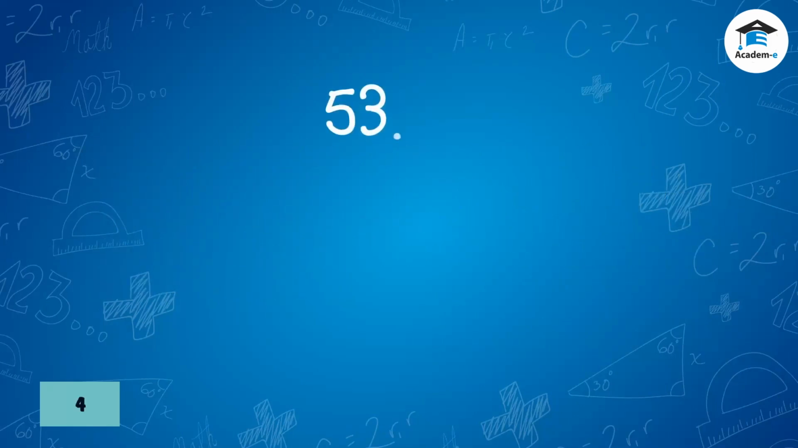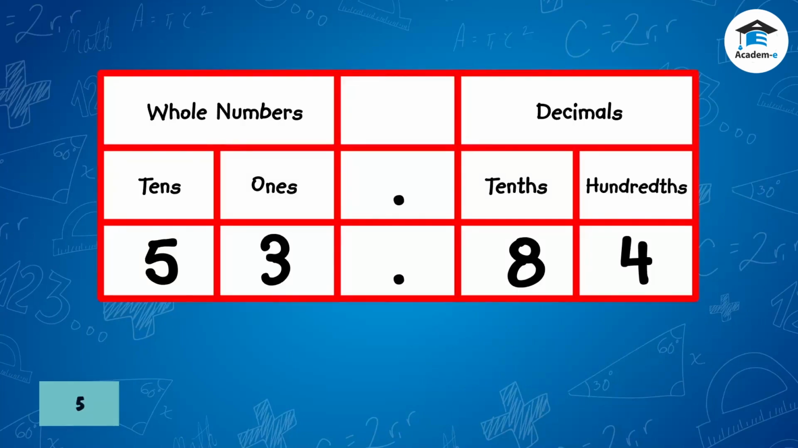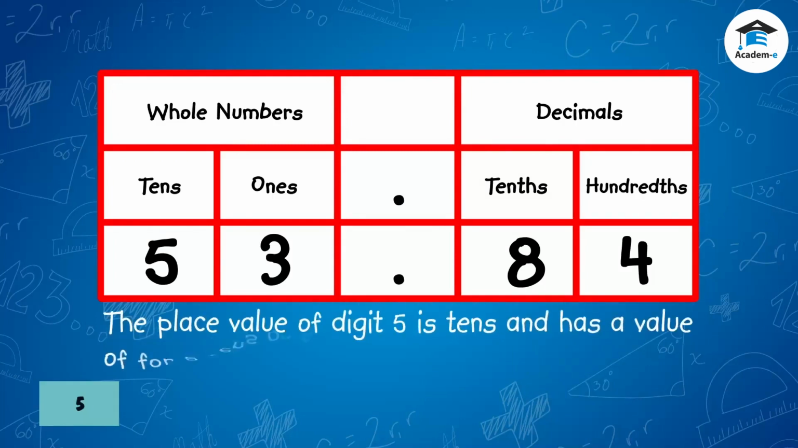Look at the number on the screen. We read it as 53 and 84 hundredths, or 53.84. We will use a place value chart to help us read and determine the value of each digit. The place value of the digit 5 is tens and has a value of 5 tens or 50.